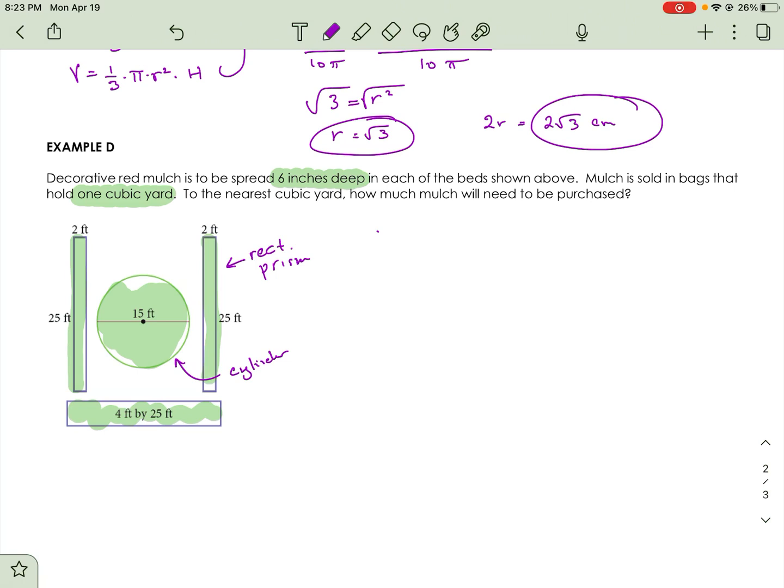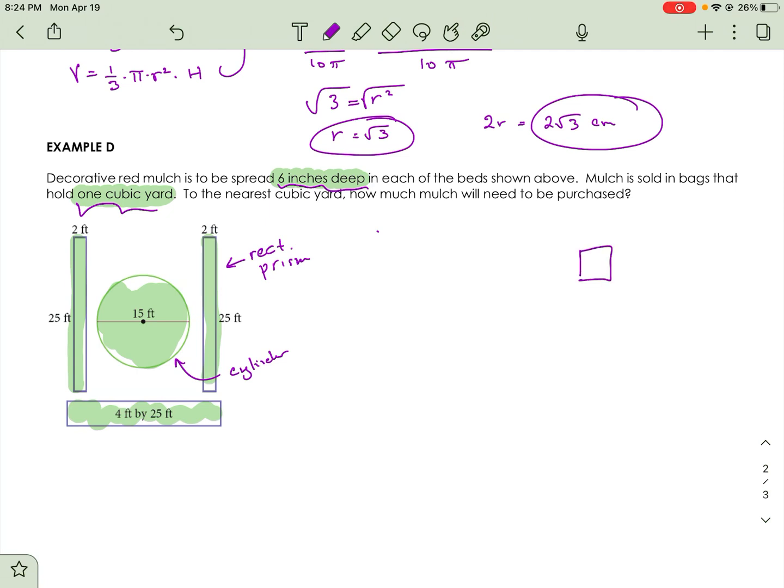Now, what we need to keep in mind is that the flower beds' measurements are given to us in feet. The bags of mulch are given to us in cubic yards, and the depth of the mulch is given to us in inches. Now, to save us from using too many fractions, I'm going to change the number of cubic yards into feet.